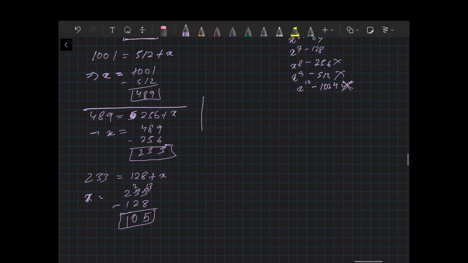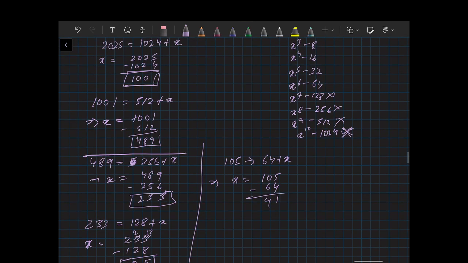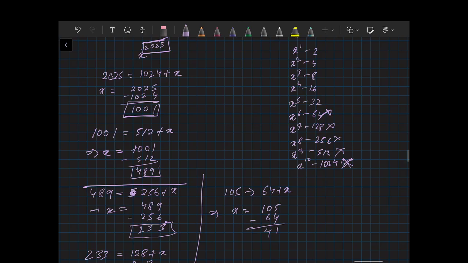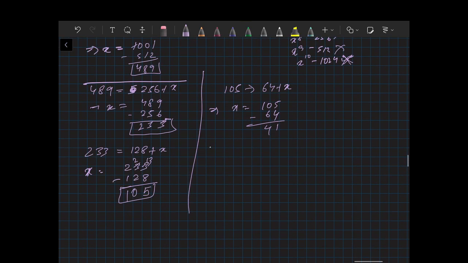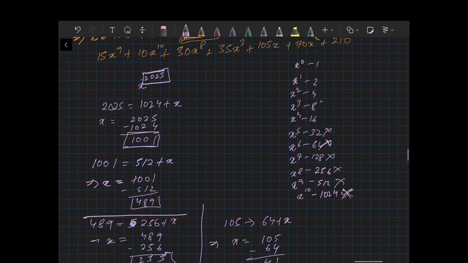Again we'll continue. So we use 128. How can you create 105? 64 plus some number. This number is 105 minus 64, which is 41. And how do we get 41? 32 plus some number, and this number is 41 minus 32, which is 9. So we also use 32. Now how can you get 9? It's going to be 8 plus 1 is 9. So we used 8 and we used 1.